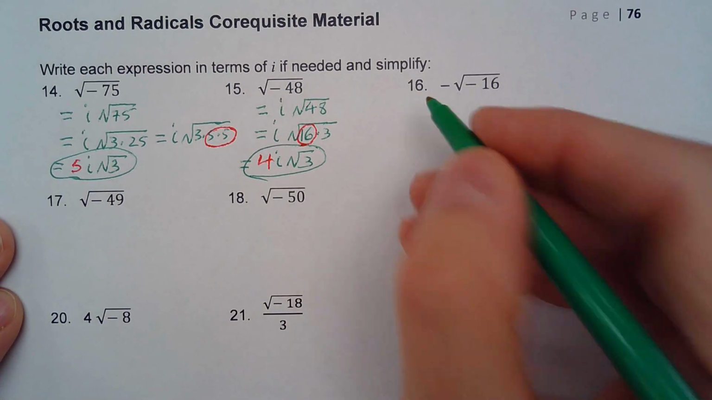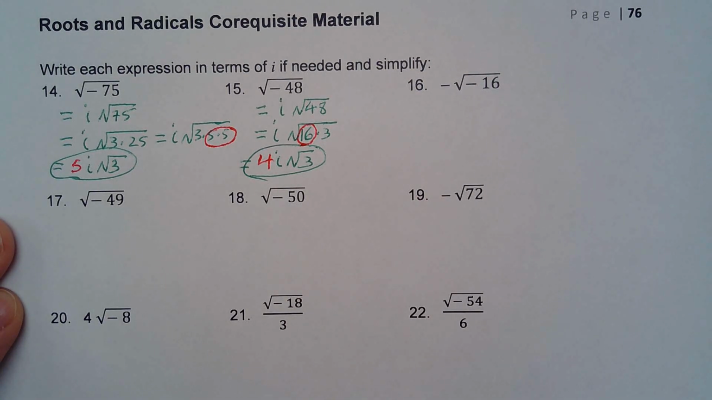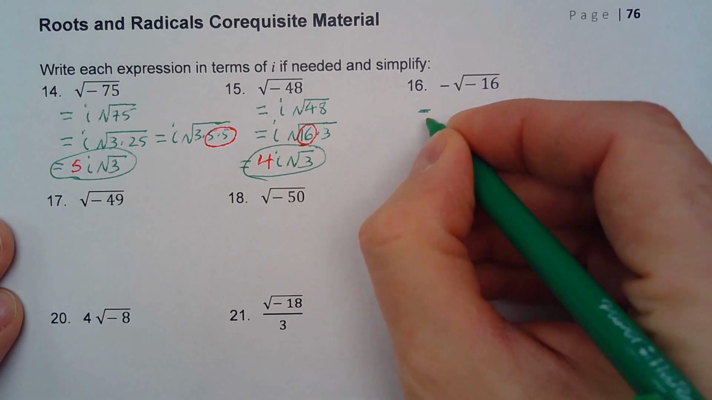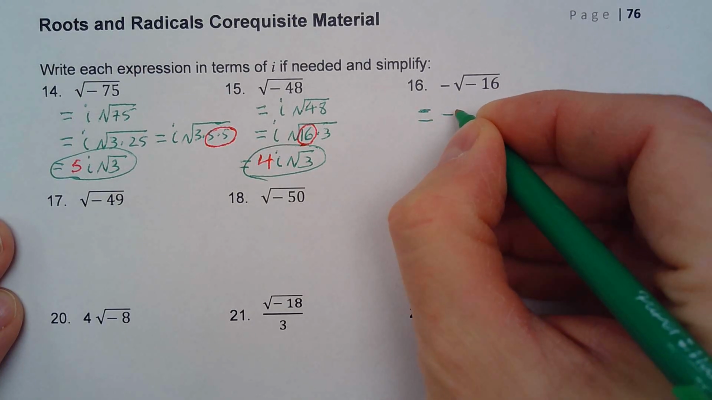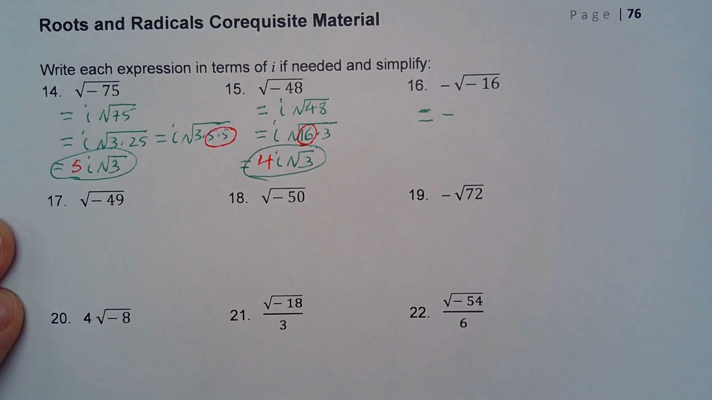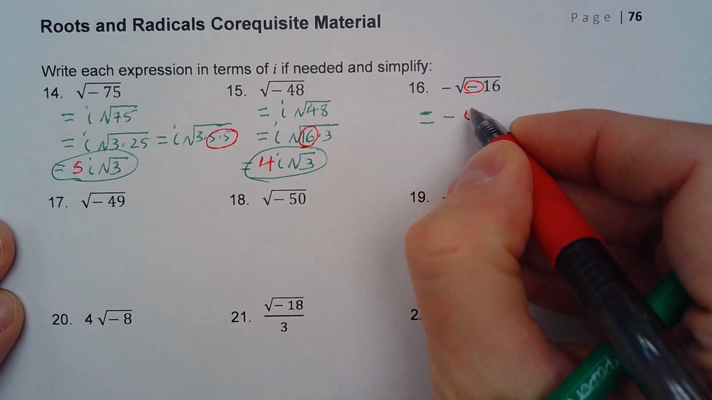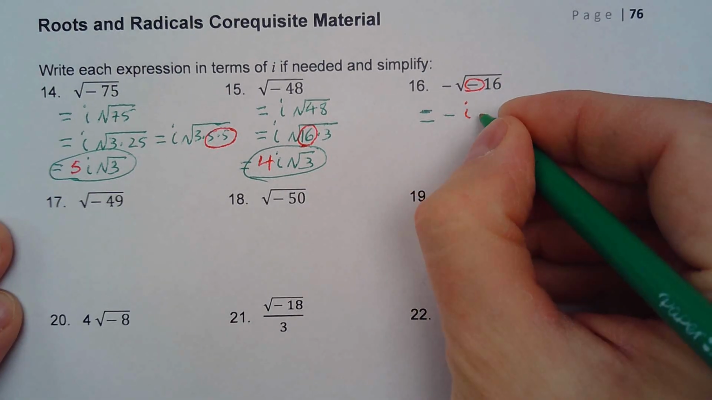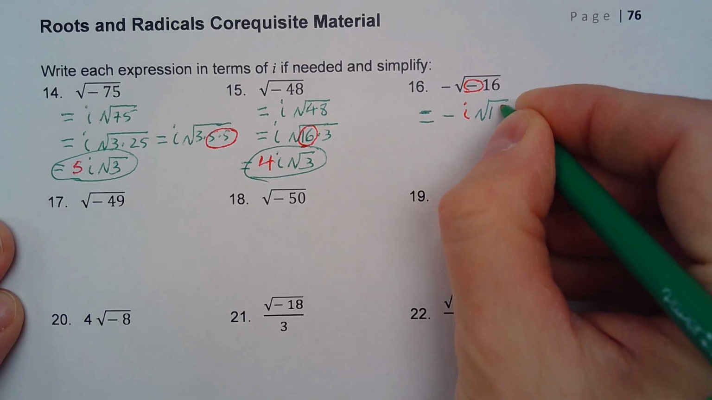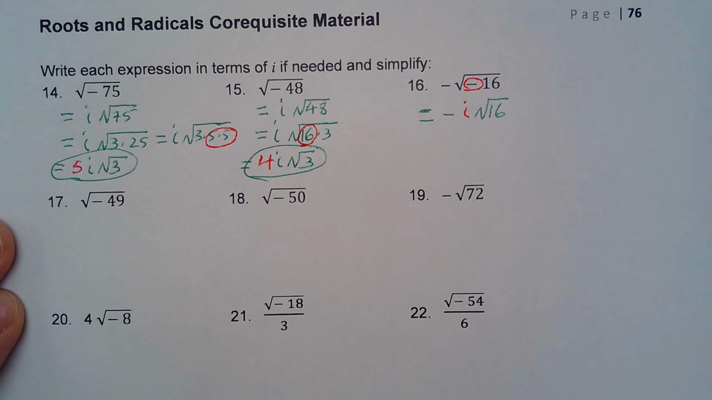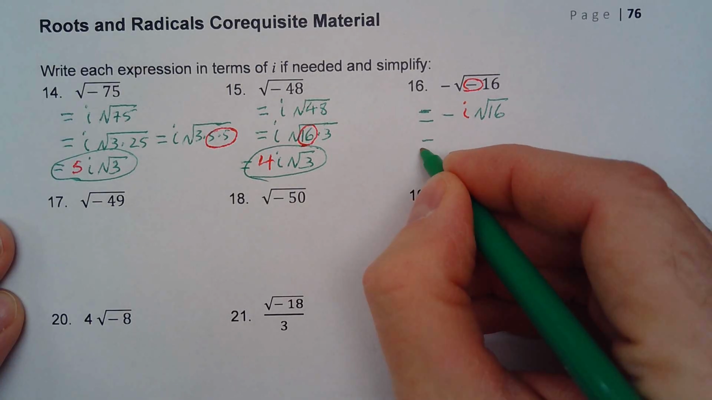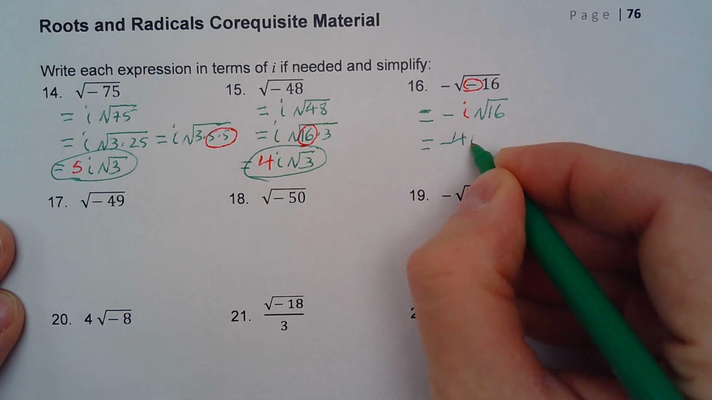Now, there's a negative on the inside and a negative on the outside. The negative on the outside stays put, so this negative comes down. This negative underneath the square root becomes i. And then the square root of 16 would be 4. So that's going to give us a negative 4i.